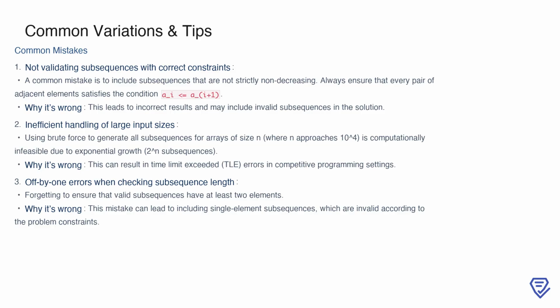Finally, off-by-one errors are another trap. Forgetting to check that a subsequence has at least 2 elements can result in including single-element subsequences, which are not valid according to the problem constraints. These are all critical pitfalls to avoid.